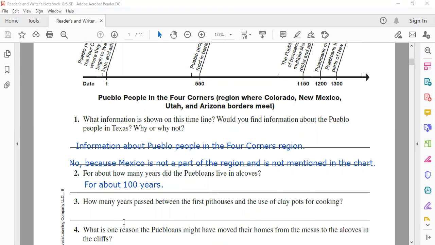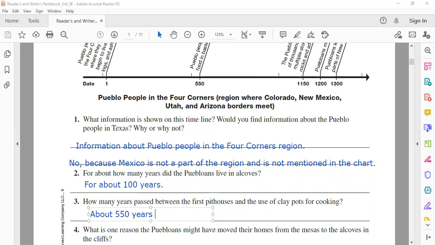How many years passed between the first pithouses and the use of the clay pots for cooking? Now, I want you to go to the timeline and read pithouses and clay pots. How many years passed between? 550. 550. Excellent. Malak, now you got it. Very good. About 550 years, because from year 1 to 550.